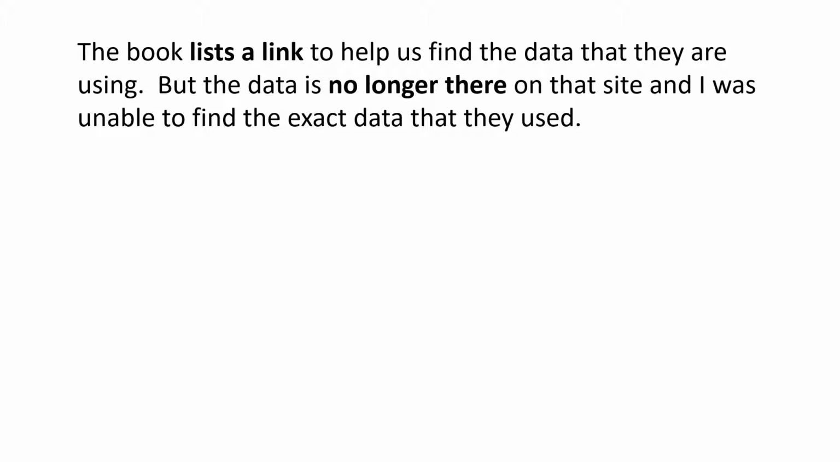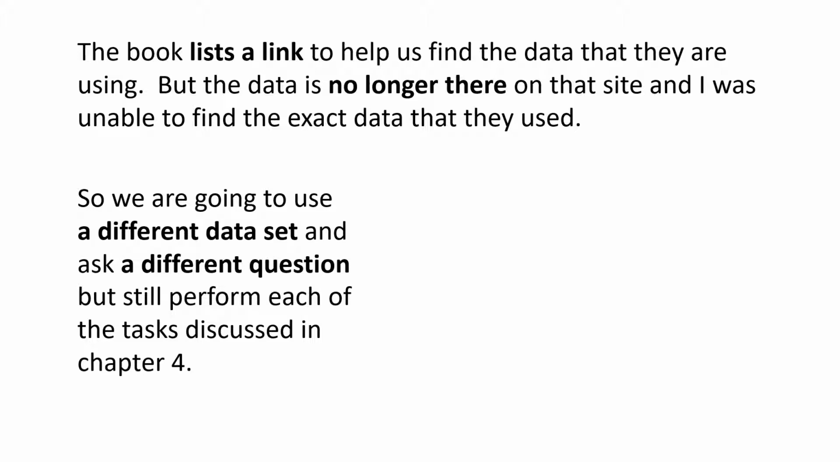Now, the book lists a link that will tell us where they found the data that they are using, but it turns out that that data is no longer there. The site's not set up the same way as it was before. There's a new site, but then that site does not have the specific data that this book covers. And I was not able to find that data. So what we're going to have to do is use a different data set and ask a different question.